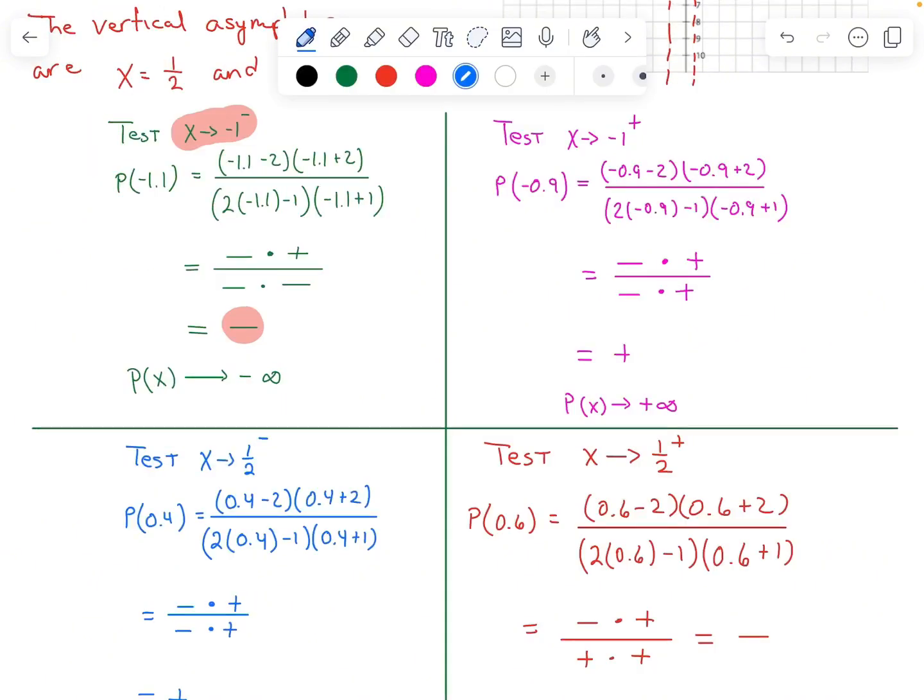So I've gone ahead and completed the rest of the tests, and I'll walk you through it. So if we test x approaching negative 1 from the right, I substituted negative 0.9 in for x because that number is larger than negative 1, and the result is a positive output value. So as x approaches negative 1 from the right, p of x approaches positive infinity.